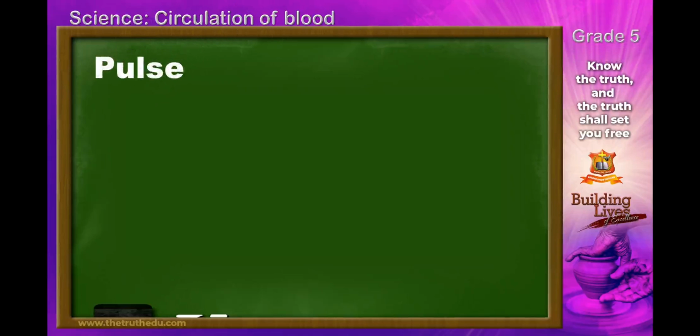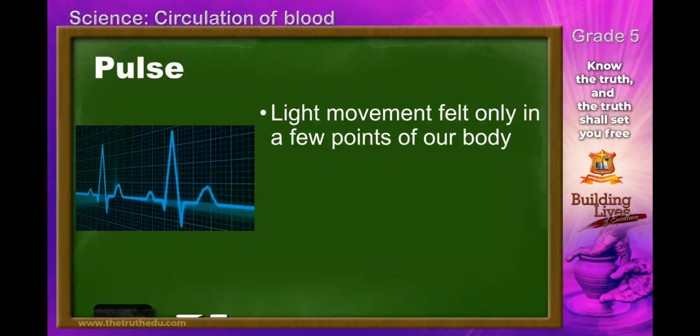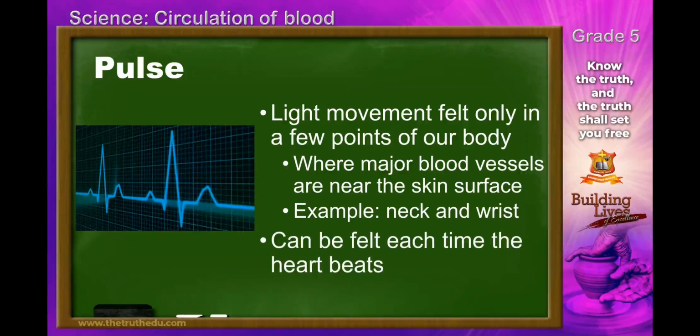Now we'll go into pulse. In the last video, I talked about pulse, and we'll talk about a few more details. Pulse is the light movement which is felt only at a few points of our body, and these points are the places where the main blood vessels, that is the artery and the vein, are nearer to the skin than the others. For example, the neck and the wrist. It is felt every time the heart beats. So if you put your hand against your neck or your wrist, you feel the faint lub-dub feeling. That is basically the feeling of the lub-dub sound near your chest.